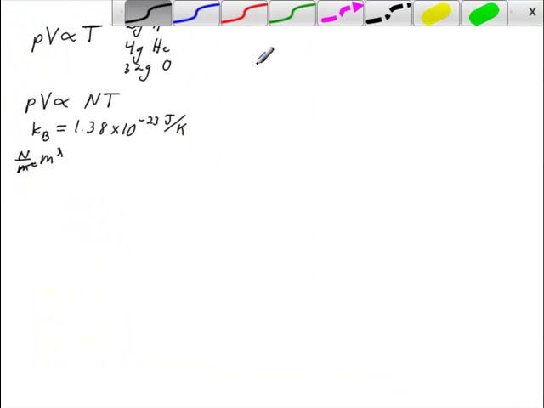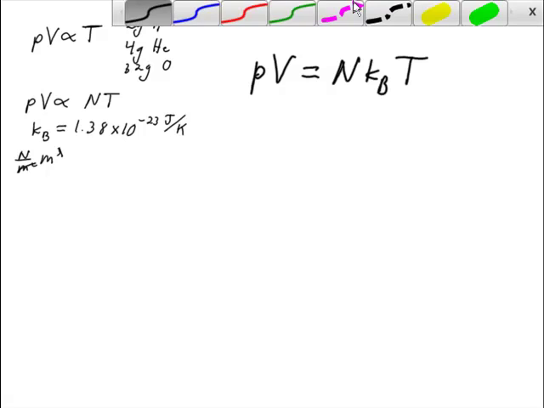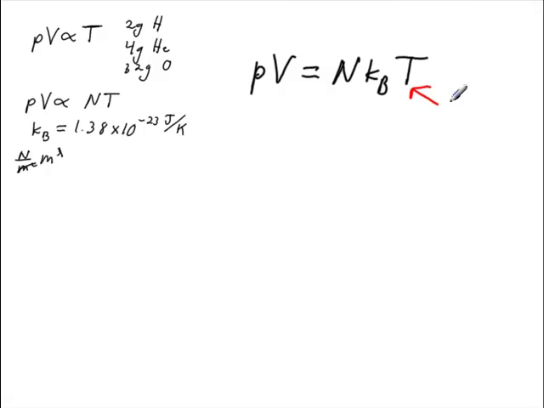So putting this all together, I get a nice equation that says pressure times volume equals the number of molecules times the Boltzmann constant times the temperature. And it's important that this temperature be measured in kelvins. If you do it in Celsius or Fahrenheit, it won't work out because 0 Celsius is not absolute zero. This is simply the ideal gas law, and you may have seen it before, although chances are you saw it in a slightly different form.